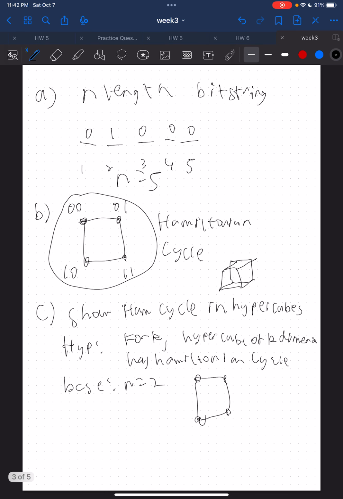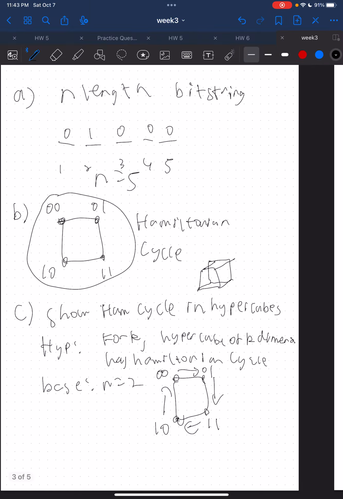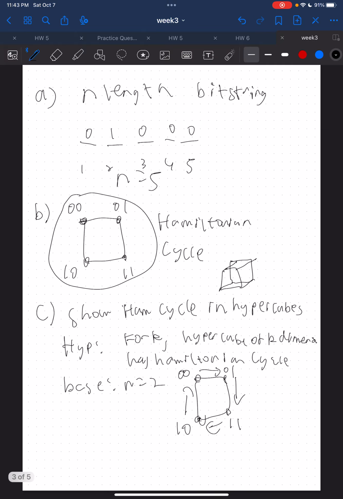We can kind of go, sorry, that should be 1 there, and 1, 0. We can kind of go this way, and this will be a cycle that covers all the vertices. We could also go the opposite way, but both ways are fine. Okay, so n equals 2 is solved.